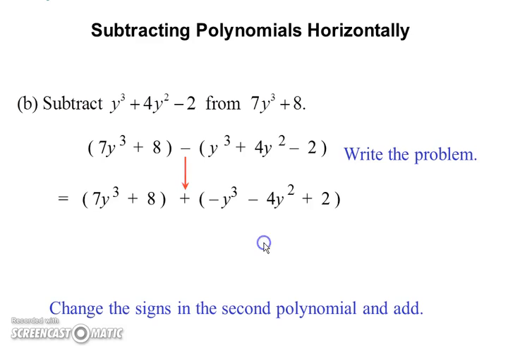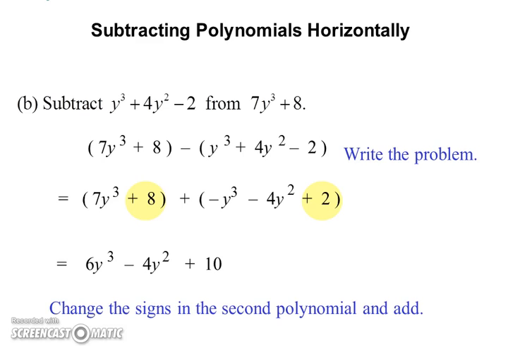7y cubed plus negative y cubed, we get 6y cubed. The minus 4y squared term, there's no other like terms to combine that one with. So we just leave it in our answer. We don't do anything else with it. And then we have two numeric terms, 8 plus 2. We can add those, and when we do, we get 10. So 6y cubed minus 4y squared plus 10 is our final answer for that problem.